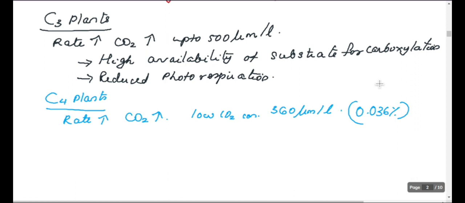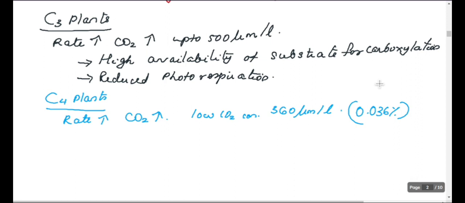So to avoid that, C4 plants have a special adaptation. Compared to C4 plants, C3 plants are less efficient, we can say. C4 plants are more efficient in the sense that they can avoid C2 cycle. So they both respond to carbon dioxide concentration in different ways. How do C3 plants respond?